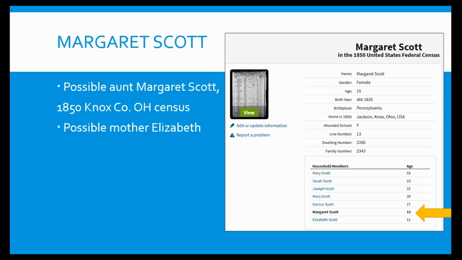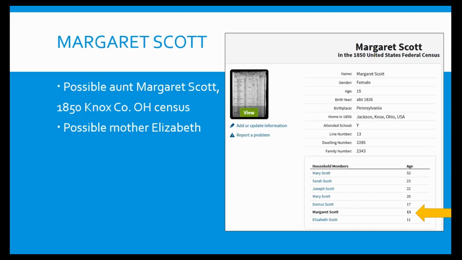And so she's living with a household headed by a Mary Scott, probably her widowed mother, and a number of brothers and sisters, or probable brothers and sisters. And one of them is Elizabeth Scott. Now, there could be a brother David who's not listed in the household, so we don't know that yet. But this Elizabeth, I thought, was worth looking at because we had the information that Barkley's mother was named Elizabeth.